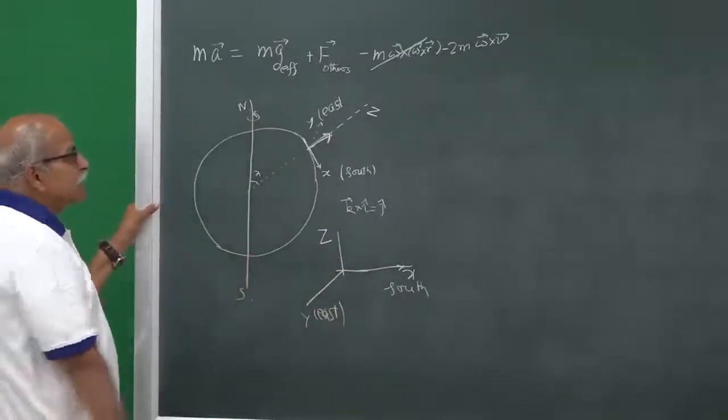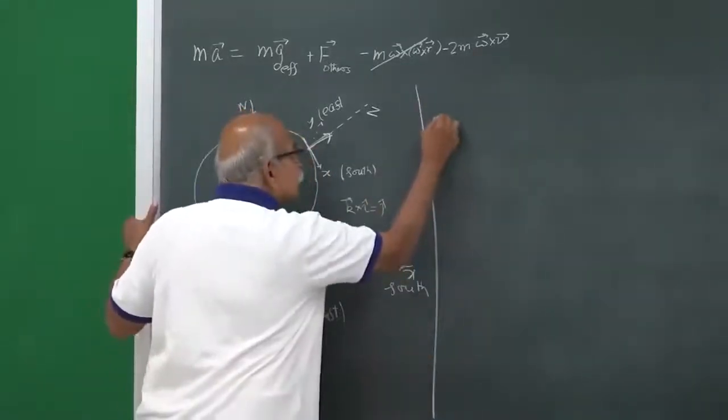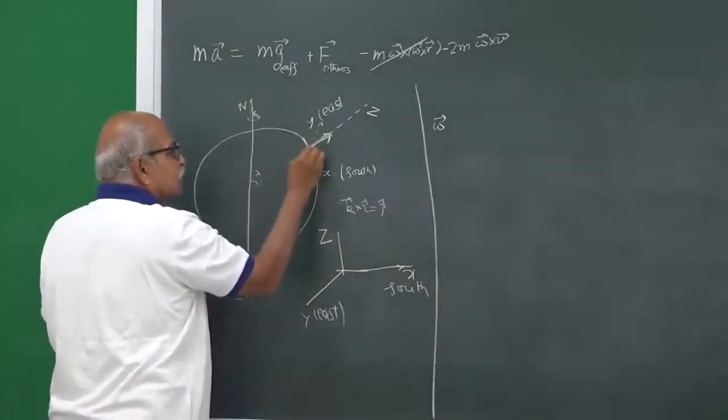Now, in this system, what is this omega? Okay, what is this omega? Omega vector is here. This is the omega vector.